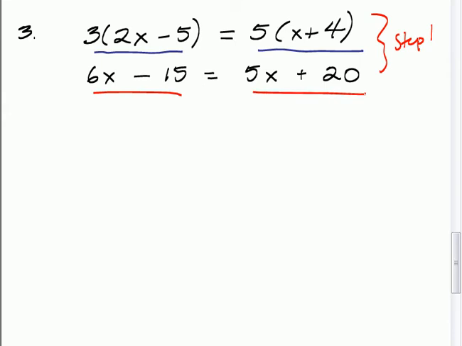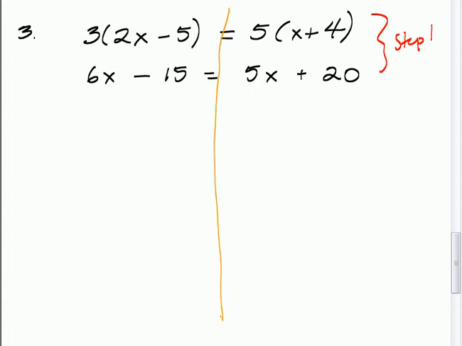So now it's time to get all of the variable terms on one side and all of the numeric terms, or the constant terms, on the other side. So I'm going to draw a line to indicate the left and right side of my equation. We've got a variable term on the left, we've got a variable term on the right, we've got to get them on one side. So we've got to make a decision, left or right, and it doesn't matter. Let's just say we want to get all of our variable terms on the left, which means that once you decide you want the variable terms on the left, all of the numbers are going to be on the right.